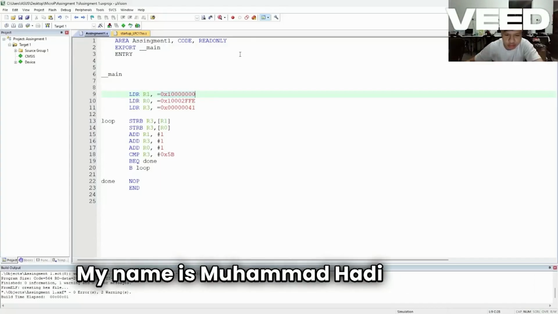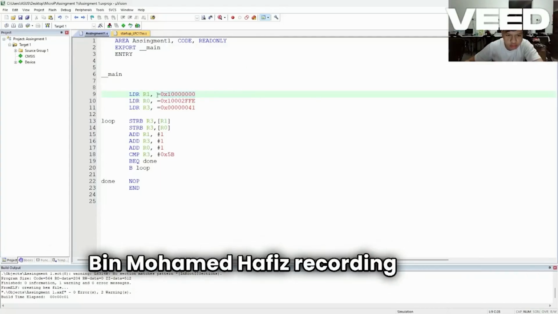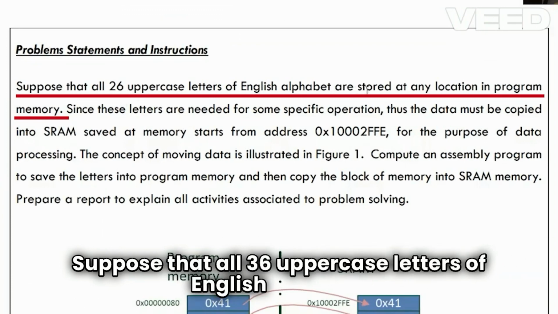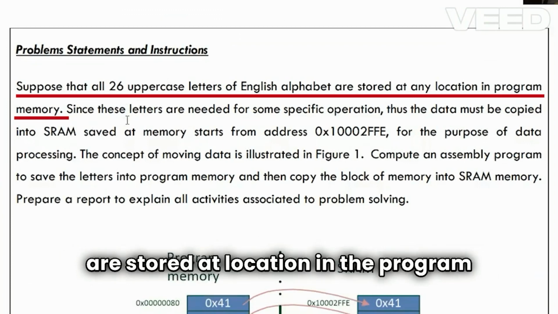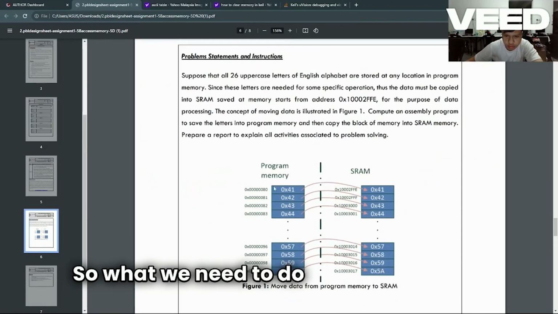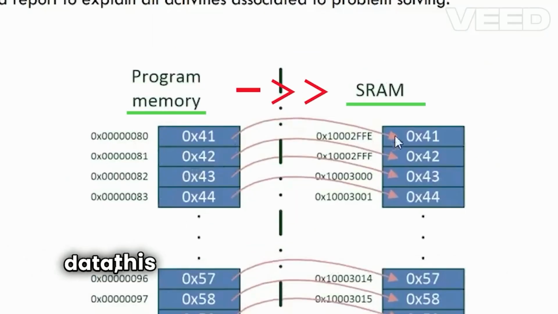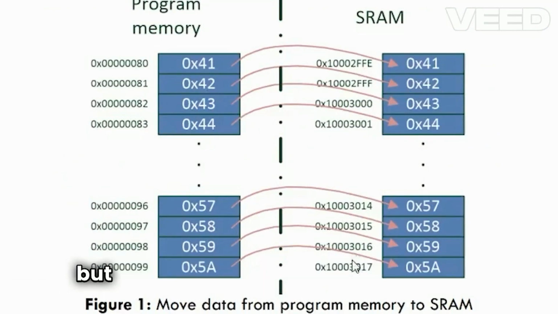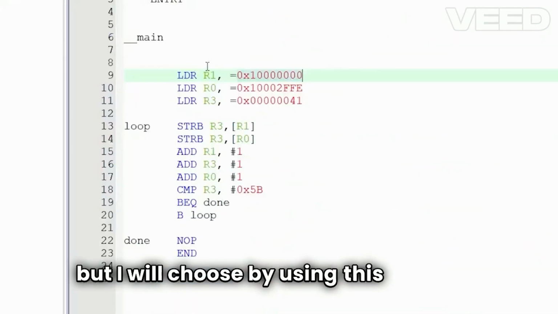My name is Syazzul, and this is the coding for the assignment. Suppose that all 26 uppercase letters of the English alphabet are stored at any location in the program memory. So what we need to do is to transfer this data. I can choose any memory, but I will choose this one.